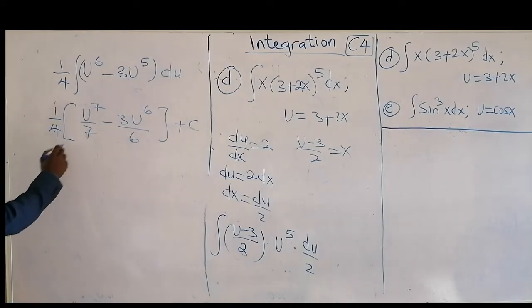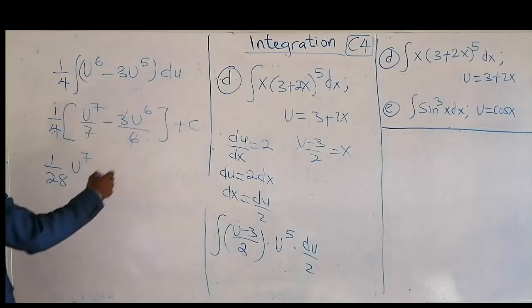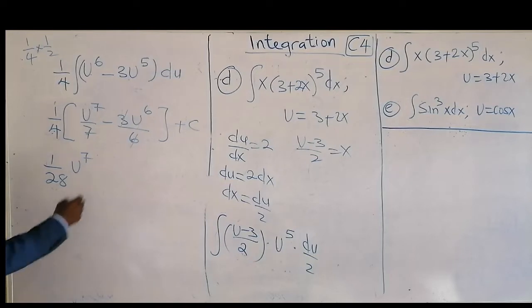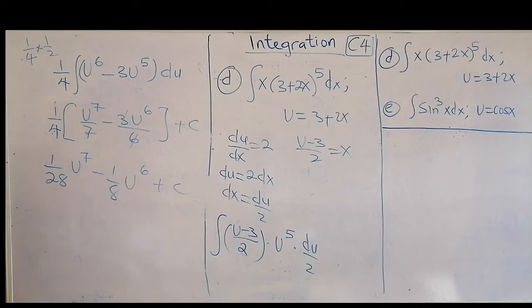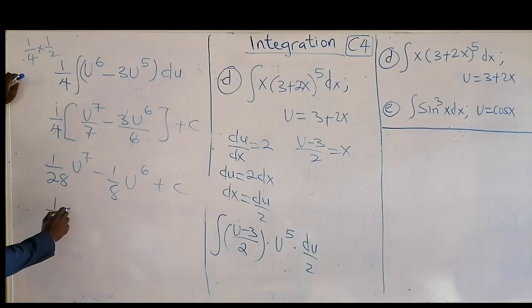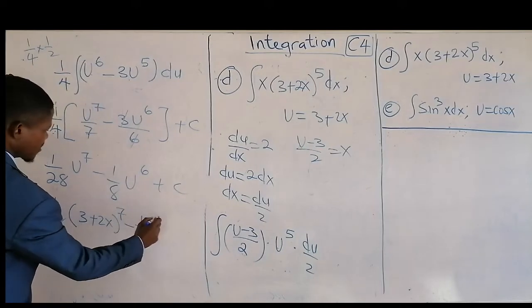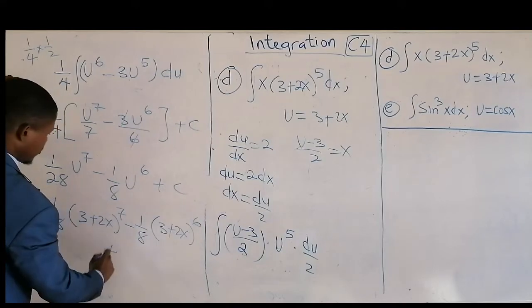Open your brackets. So that's 1 over 4 times 1 over 7, that's 1 over 28 u to the power 7. Then this one, 3 over 6, that's 1 over 2. So 1 over 2 times 1 over 4, that's 1 over 8, minus 1 over 8 u to the power 6 plus c. So let's return the u back. u is equal to what? 1 over 28 times (3 plus 2x) to the power 7, minus 1 over 8 times (3 plus 2x) to the power 6 plus c.